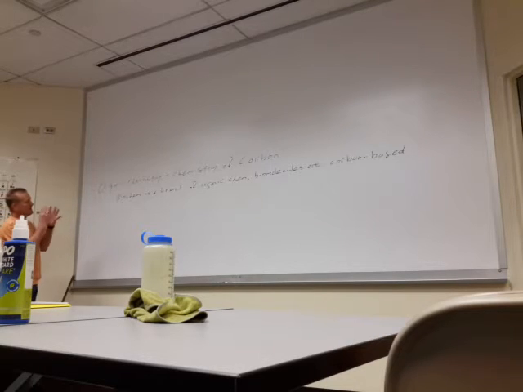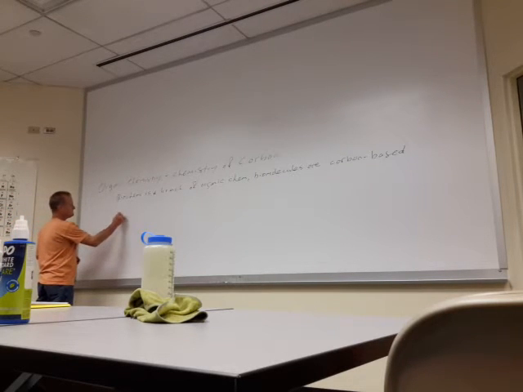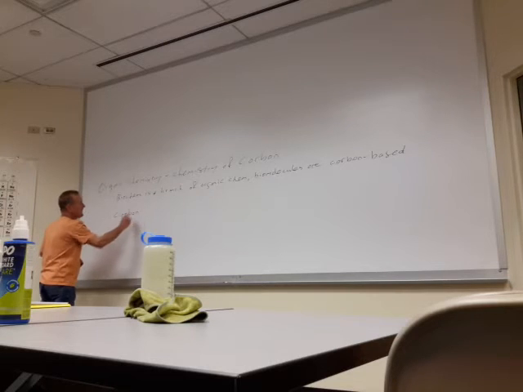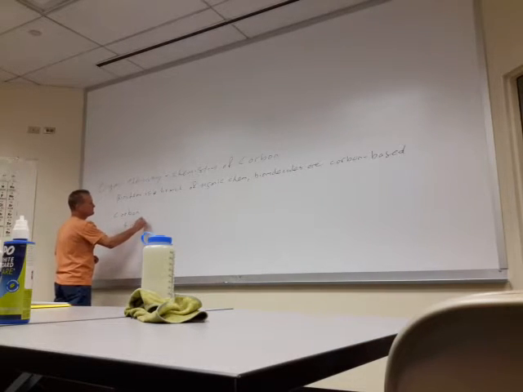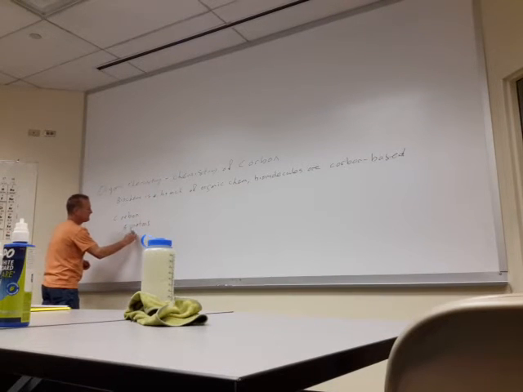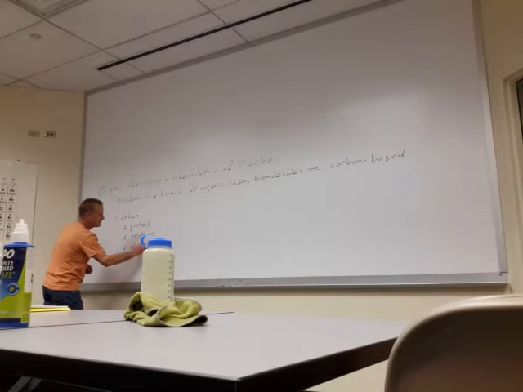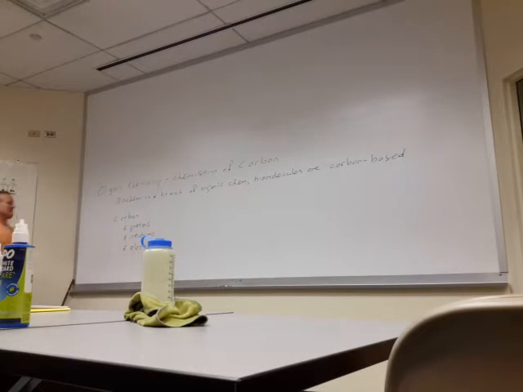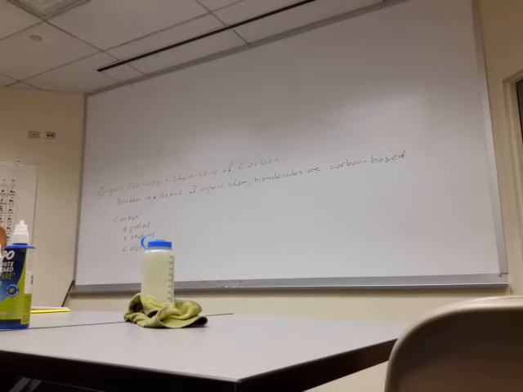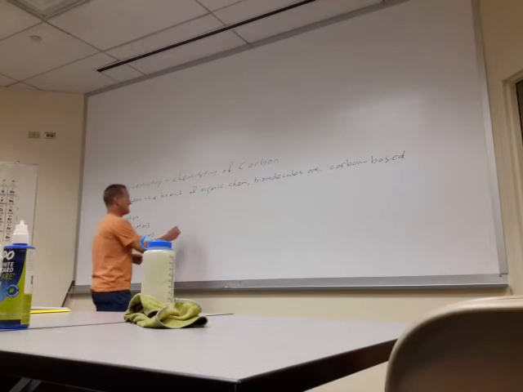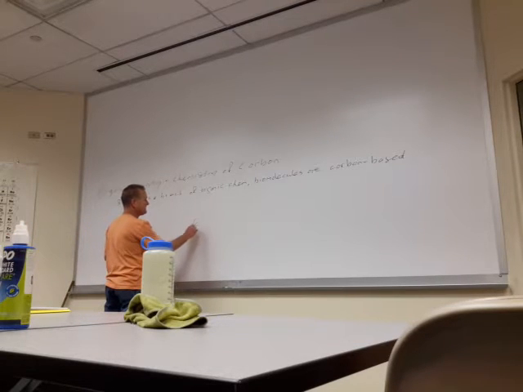The big deal with the chemistry of carbon, if we go to the periodic table and we take a look at carbon, carbon has 6 protons, 6 neutrons, 6 electrons. If we draw a good old-fashioned electron configuration of carbon, we'll do that first.